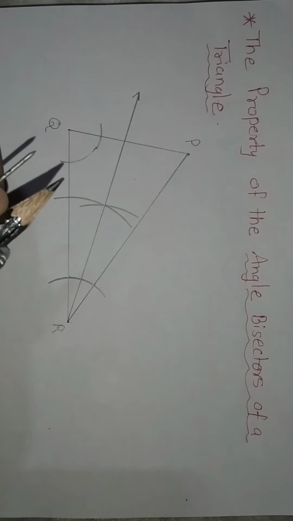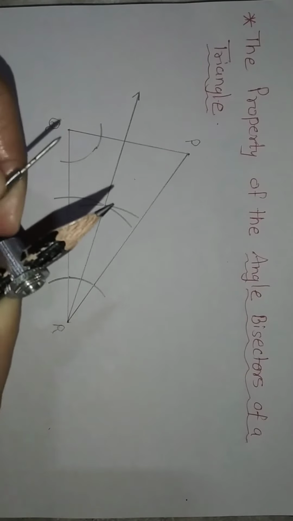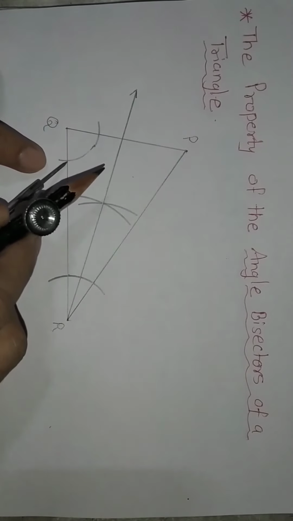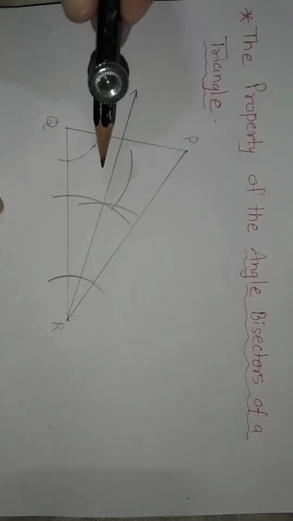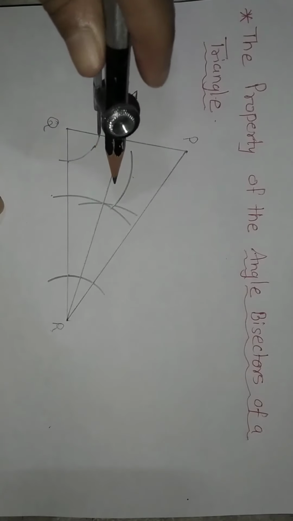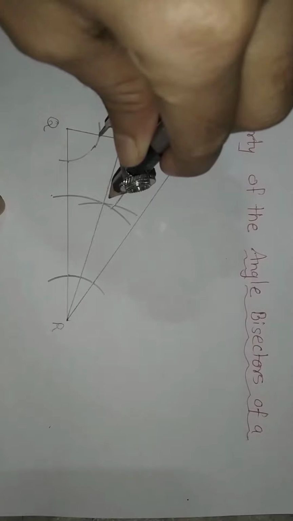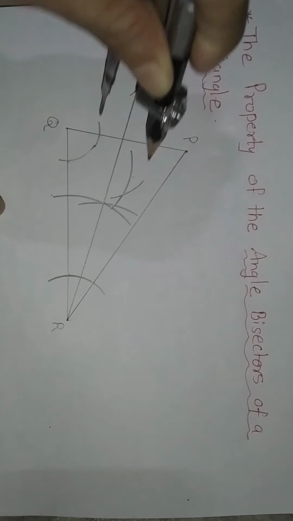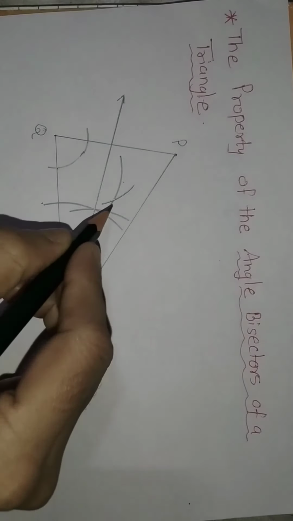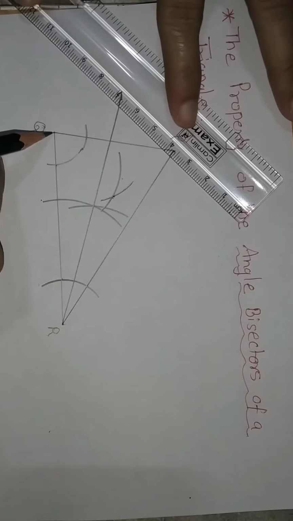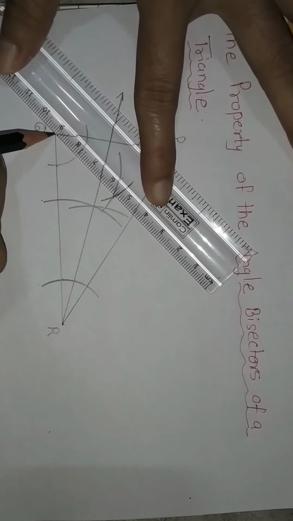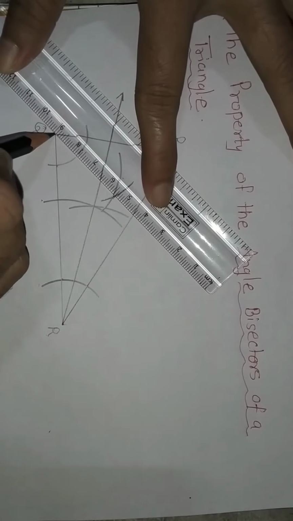now take a little bit approximate distance in your compass, put one end of the compass on one point and draw an arc inside the triangle. Now put your compass end on the other point and draw another arc which will exactly intersect the first at this point. Now we will draw the ray which will pass from point Q and this intersection point of the drawn arcs.